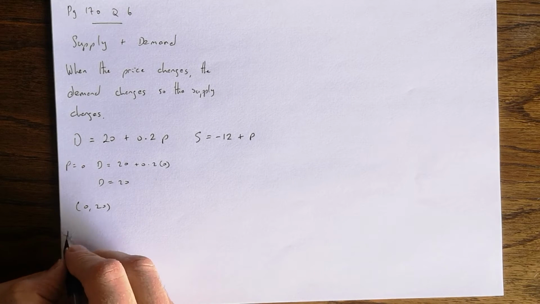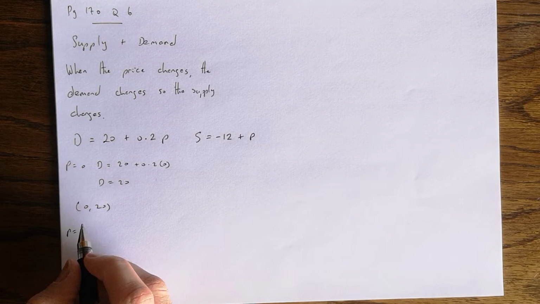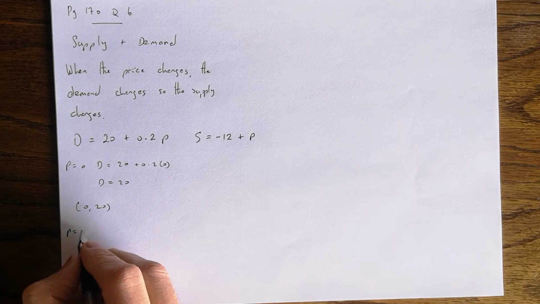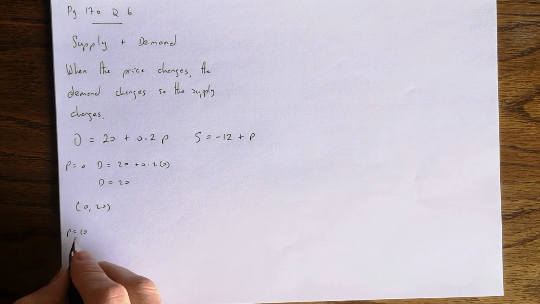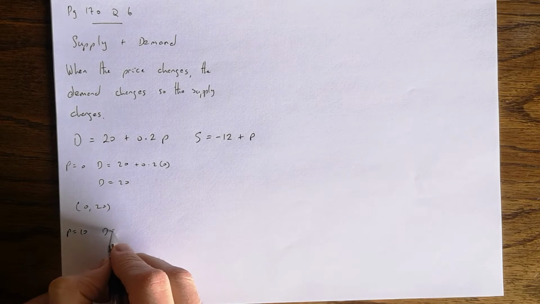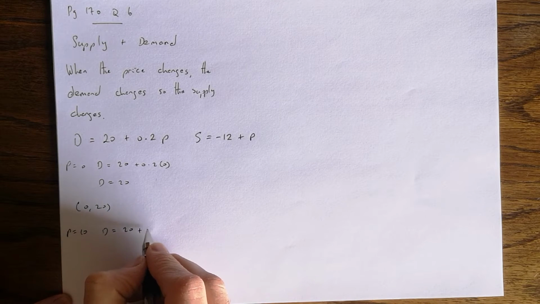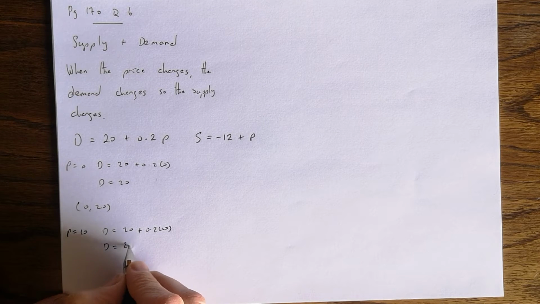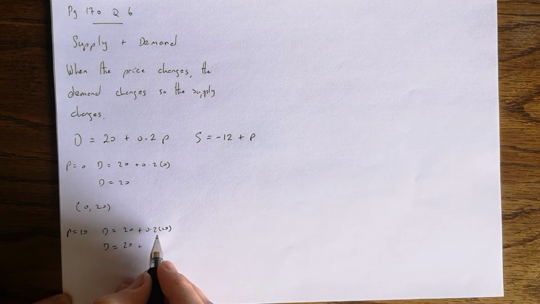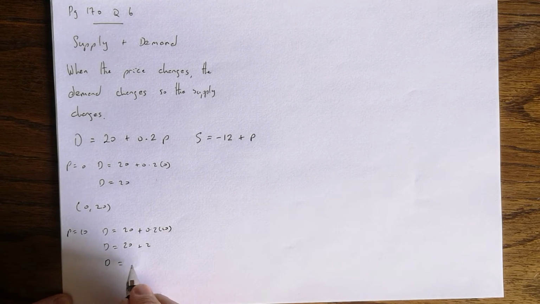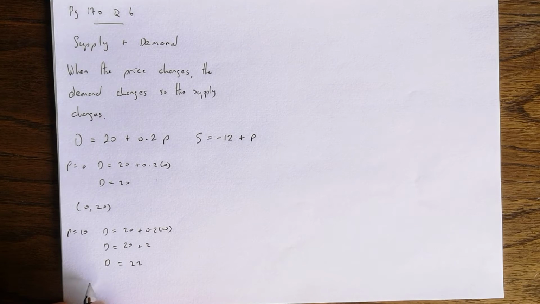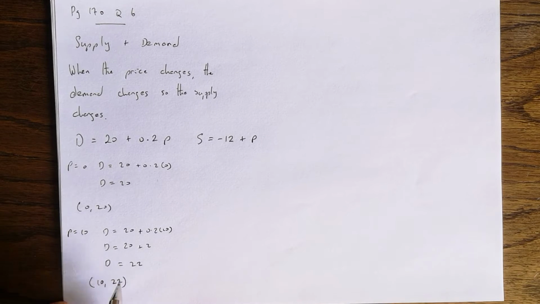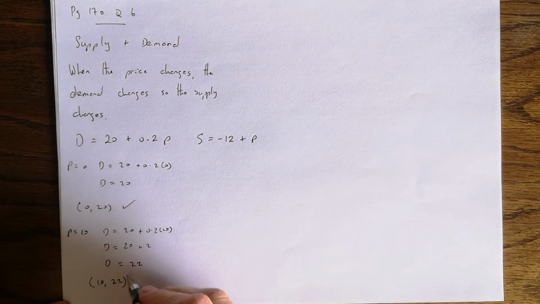Then I'll choose values that are easy to work with. Let's say P is equal to 10, then D is equal to 20 plus 0.2 times 10. 0.2 times 10 is 2, so D is equal to 22. So another point that's on that line is the point P equals 10, so 10, 22. So I have 2 points that are on that line.